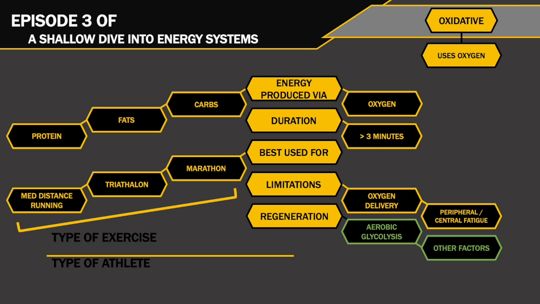When we take a look at the type of exercise and the type of athlete associated with our oxidative system, the exercise is usually endurance, and it's usually done at a low intensity. The athlete who usually performs the best, especially in our oxidative system, is usually really efficient with their movement, and they usually have a low percentage of fat-free mass.